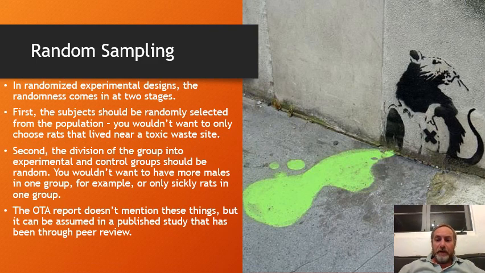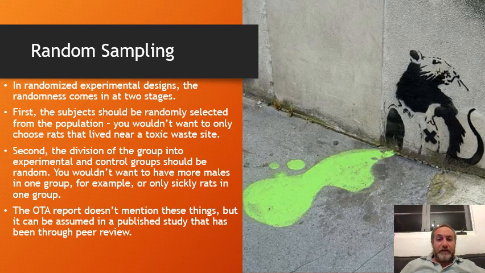So notice that we had a random process twice here. The randomness came in at two stages. First, the sample from the actual population has to be random. You don't want to just be picking rats that live near a toxic waste site or something like that, or that are otherwise eating an abnormal diet. You can go back to the definitions of randomness: any rat should have an equal chance of getting sampled, and there should be no correlations.